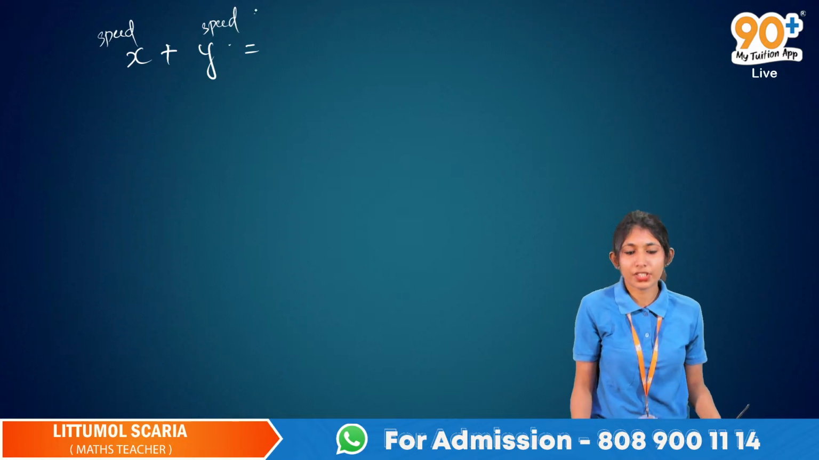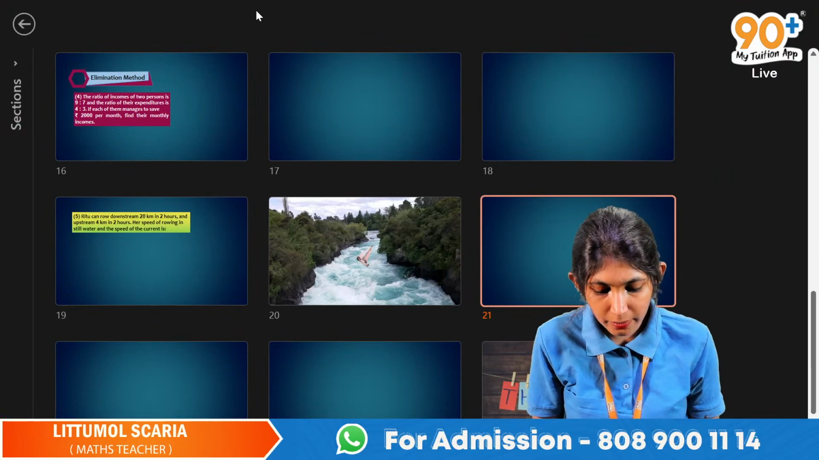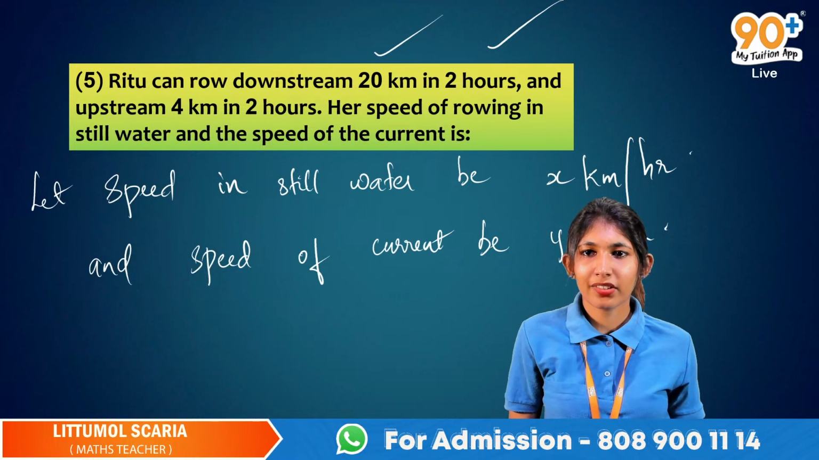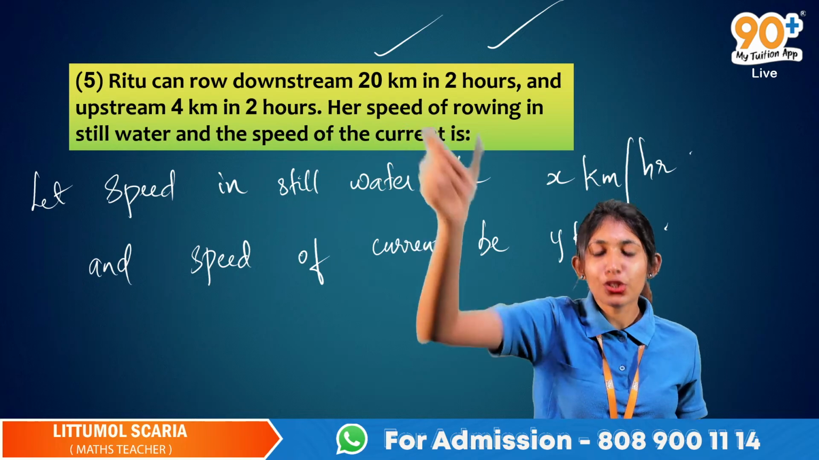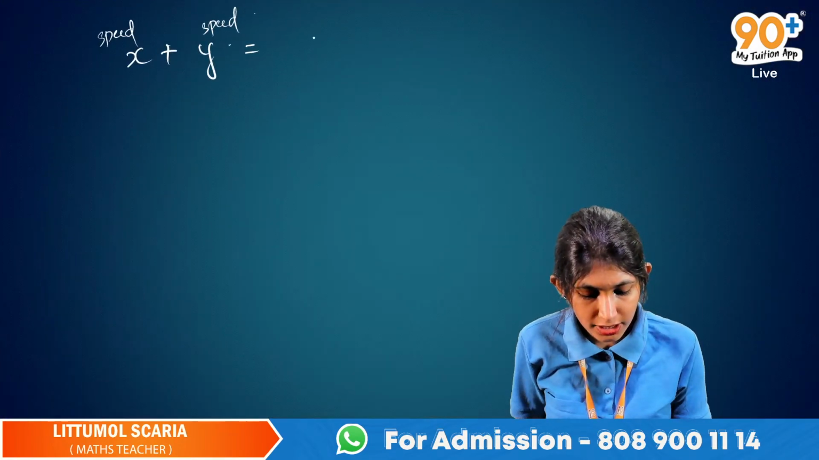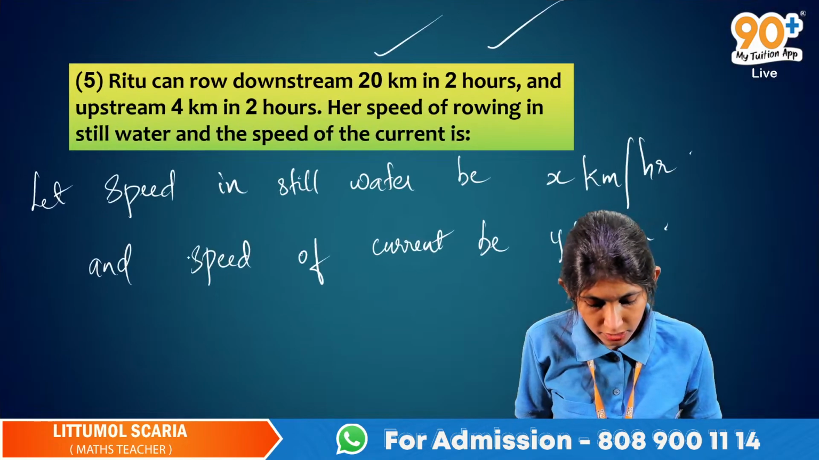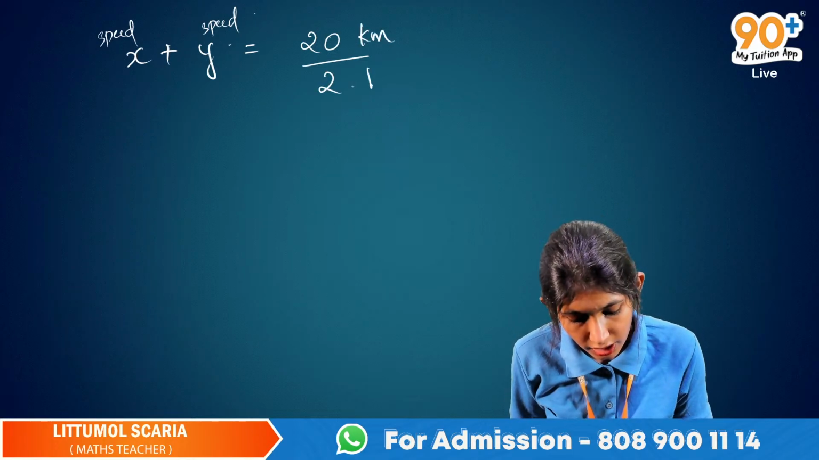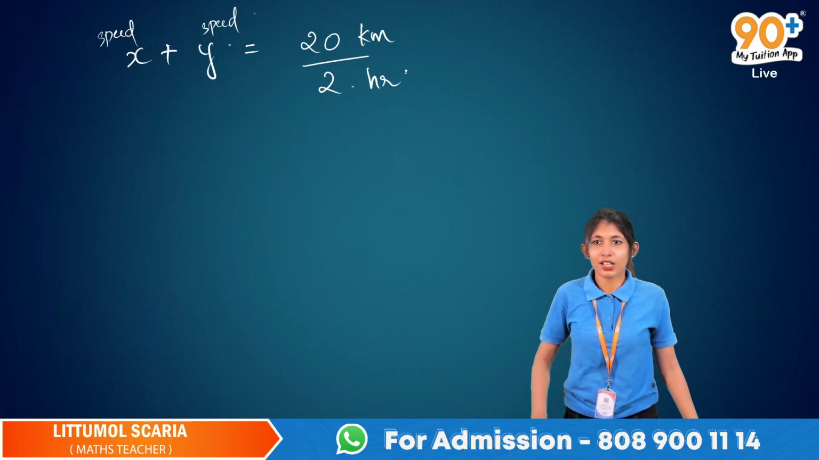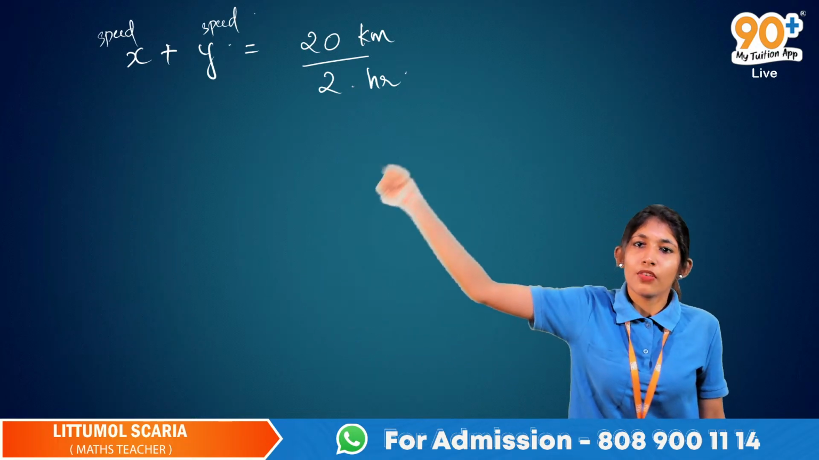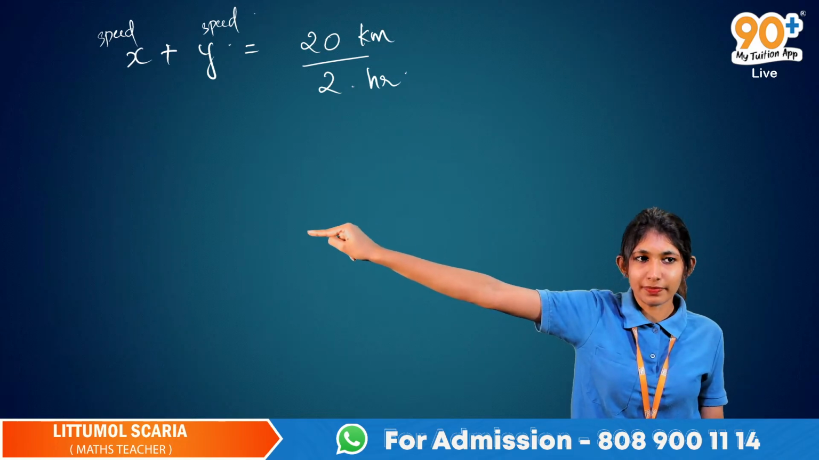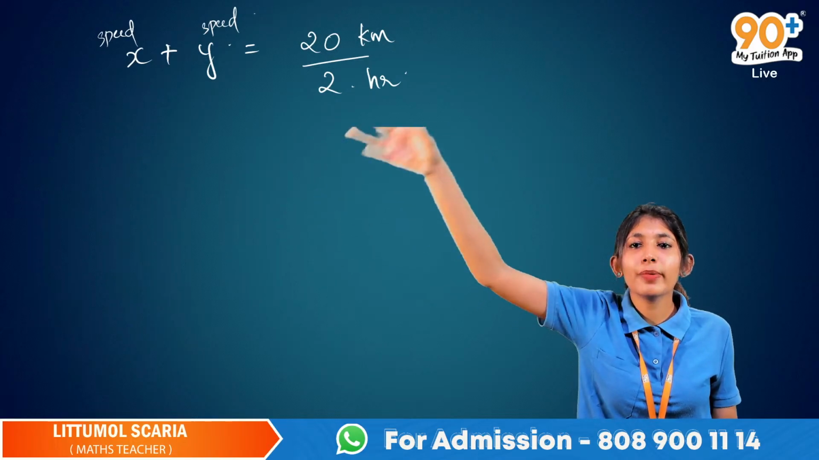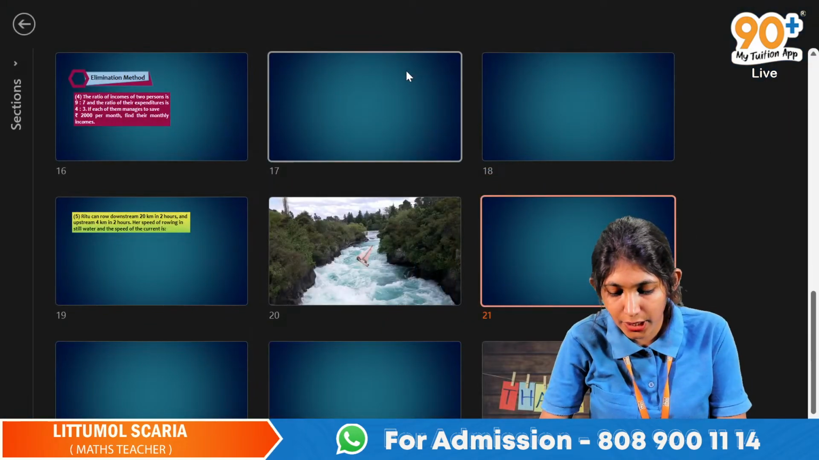What is the speed of Ritu in kilometers per hour and the speed of the stream in kilometers per hour? Ritu goes downstream, which is downward, 20 kilometers in 2 hours. X is the speed of Ritu, Y is the speed of the stream. What is the speed when the stream and Ritu row together? Both rowing downwards.